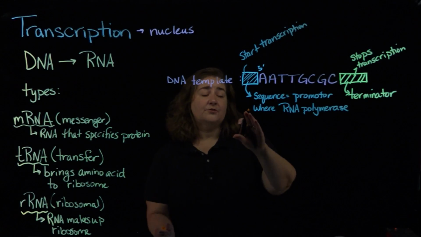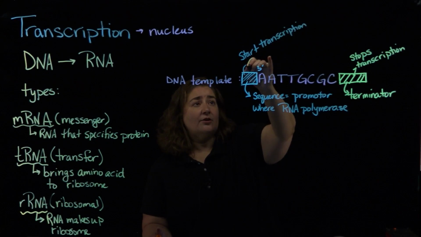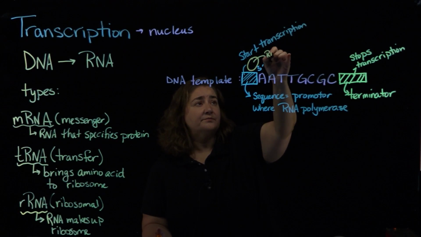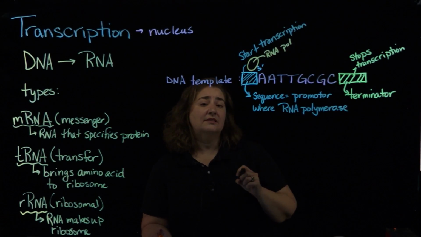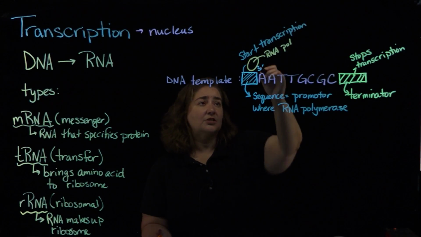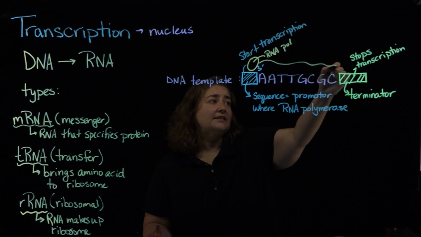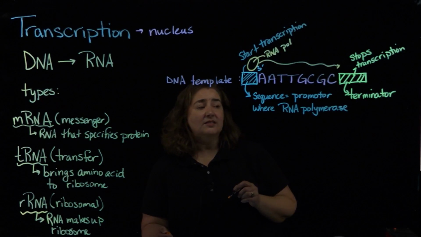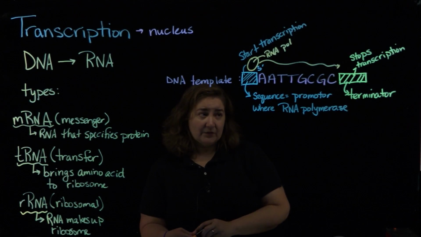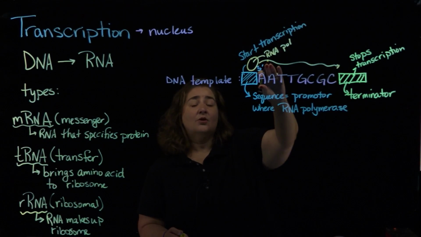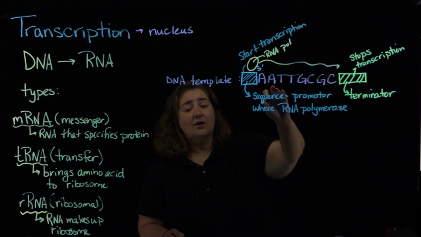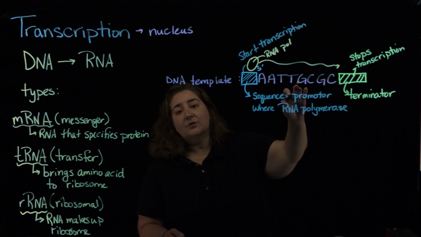So if we draw things in here, if we draw an RNA polymerase, the RNA polymerase is going to sit down on the promoter region. It's going to read that DNA sequence, and it'll stop when it gets to the terminator region. And in terms of that sequence, what that RNA polymerase will do is put in nucleotides based on the DNA sequence.